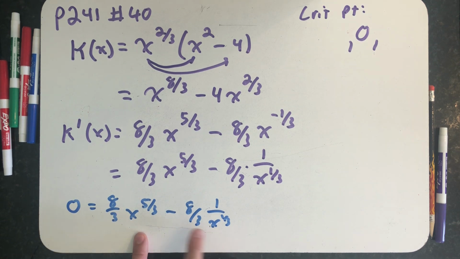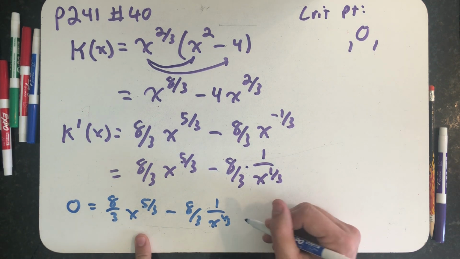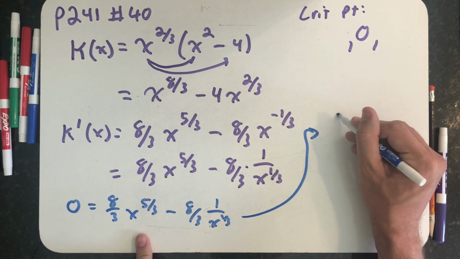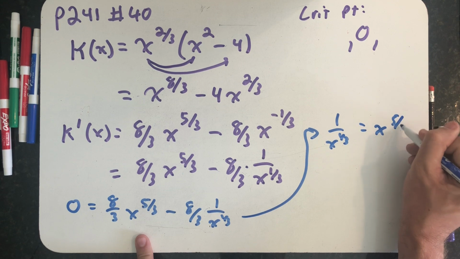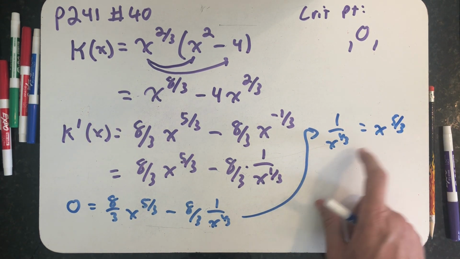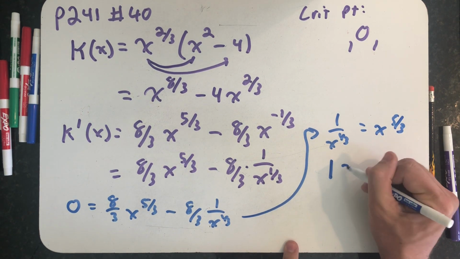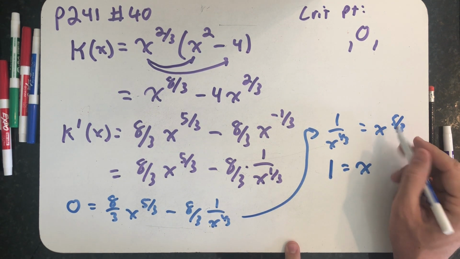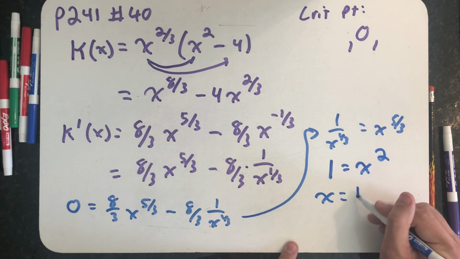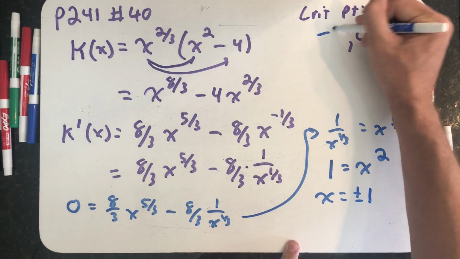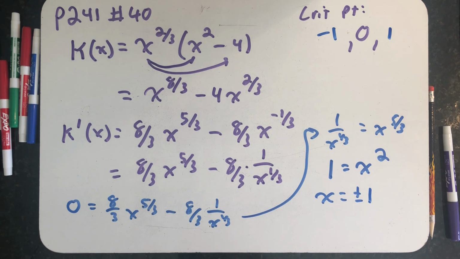And I'm going to imagine adding this term to the other side, which would give me the statement 1/x to the 1/3 equals x to the 5/3. If I multiply x to the 1/3 to both sides, I'll get 1 equals x to the 6/3, or x squared. Taking a square root of both sides, x is equal to plus or minus 1. So now I have 3 critical points to consider. I have 3 places where I need to think about whether my first derivative is positive or negative.